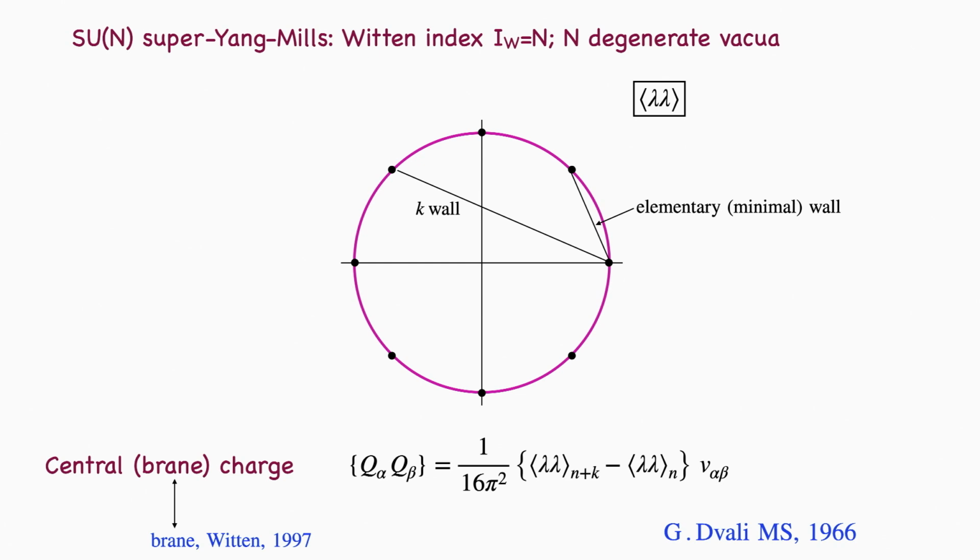The wall interpolating between neighboring vacua is called an elementary or minimal wall, but of course you can interpolate not necessarily between neighboring vacua, but also consider a transition from vacuum n to vacuum n plus k. Such walls are called k-walls. All of them are BPS saturated. The central charge in the commutator of Q alpha, Q beta was discovered by Dvali and myself in 1996.